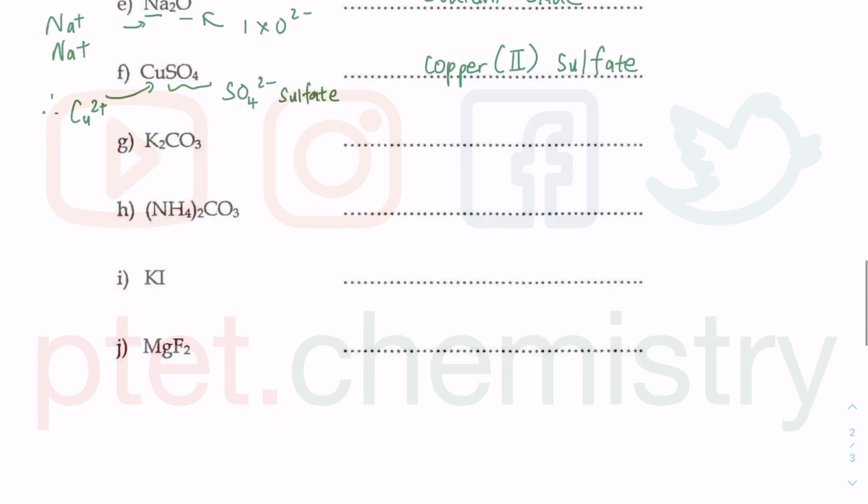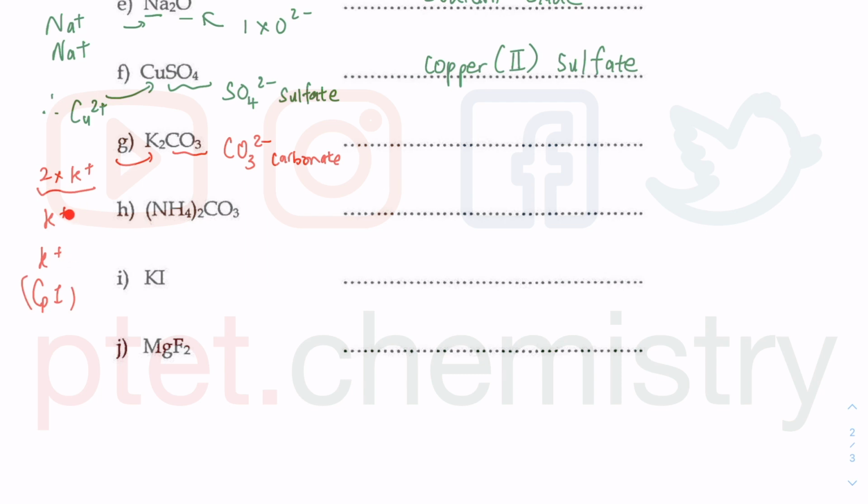Next up, we have K2CO3. Hopefully you can remember CO3 2 minus is an ion. It's called carbonate. And of course you have 2 minus. That's why you need 2 of the K plus, K plus and K plus. Potassium is group 1 metal. That's why they form a plus 1 charge.